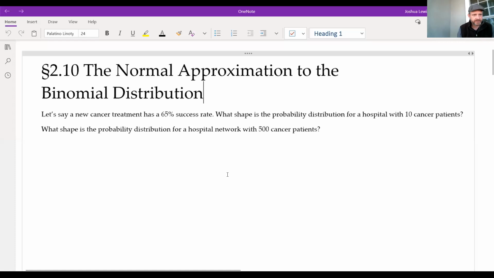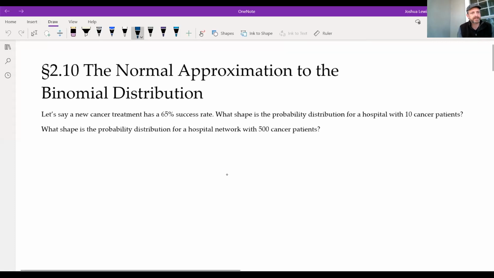All right, guys, so I want to keep talking about the normal distribution and one last really interesting application of it. So let's take a look at this situation here. Let's say that we have a new cancer treatment, that cancer treatment has a 65% success rate. I'm going to ask two questions here. The first is, what shape is the probability distribution for a hospital with 10 cancer patients? And then how about a hospital network with 500 cancer patients?